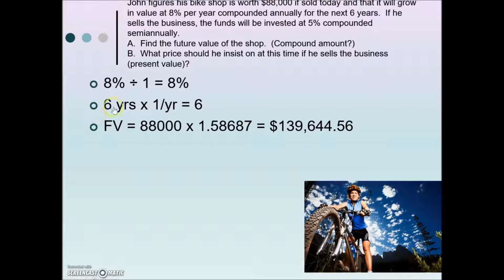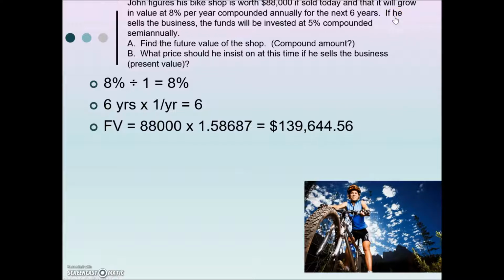In your compound interest table or the future value table, those values of I and N intersect at this multiplier. We multiply it by the present value of the business, $88,000, to show a projection that this business will have a value 6 years from now of $139,644.56. We're ready to move on to part B. What price should he insist on at this time if he sells the business?